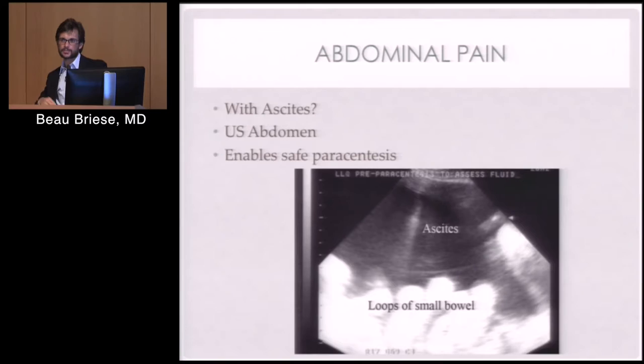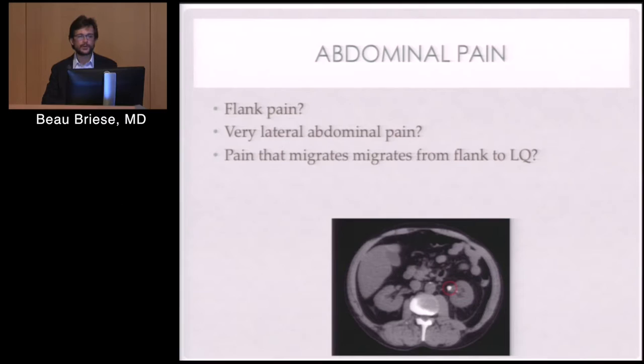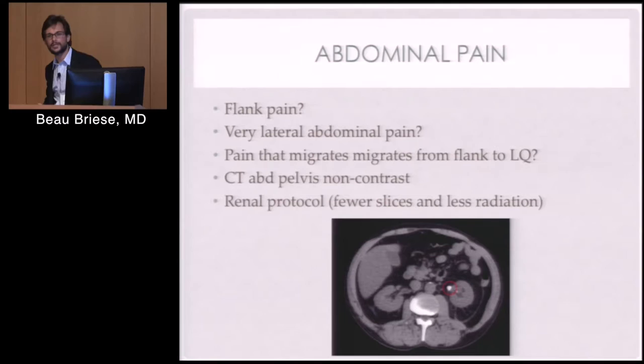What if you've got flank pain, very lateral pain, pain that migrates from the flank to the lower quadrants? Kidney stones. Right, especially this pain that comes and goes and no position is quite comfortable, get a CAT scan. Get it non-contrast. Get it as a renal protocol if you can, because the advantage of the renal protocol CTs is not only do they not have the contrast, they actually take fewer slices further apart. And by doing so, they reduce the radiation too, okay? In fact, the radiation from two x-rays of the abdomen is about the same as a renal stone protocol in most institutions.